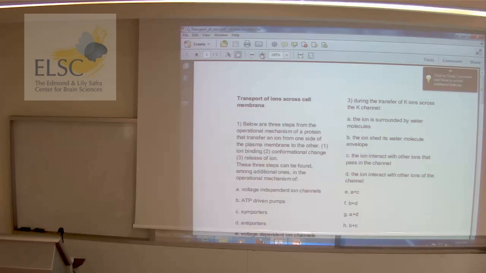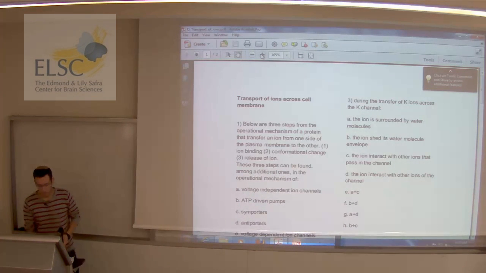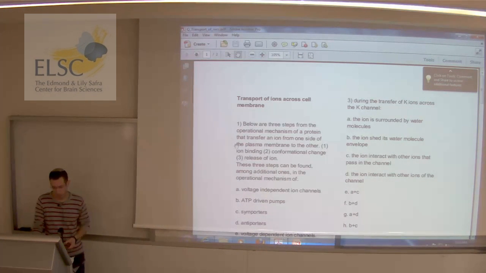So we'll start by answering together the question page for transport of ions. Okay, let's start with the first one. So, first question. Below are 3 steps from the operational mechanism of a protein that transfers an ion from one side of the plasma membrane to another.